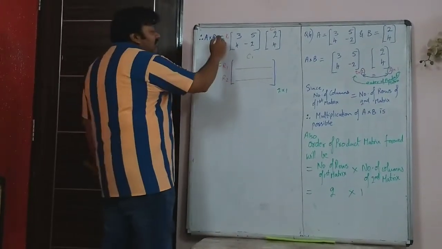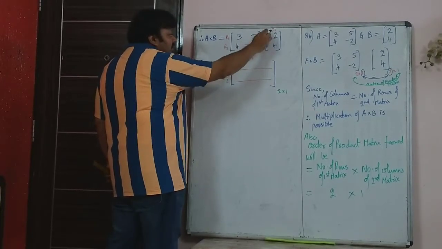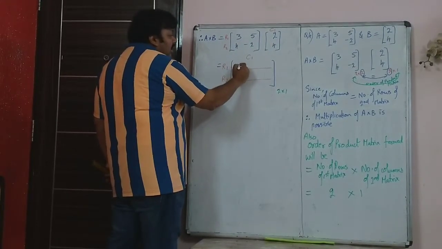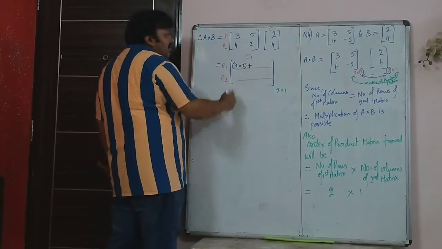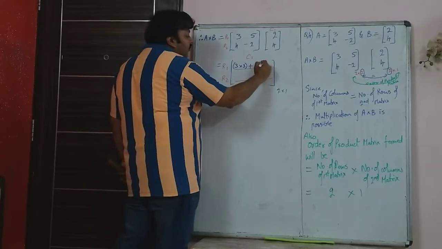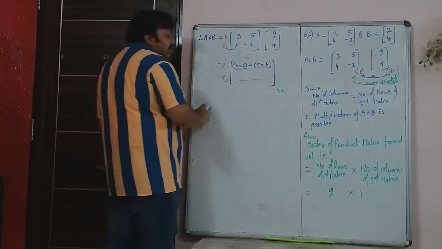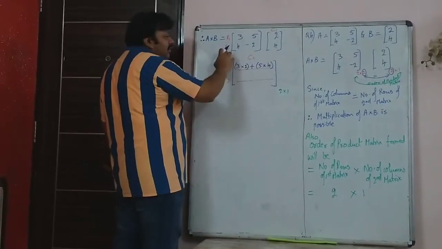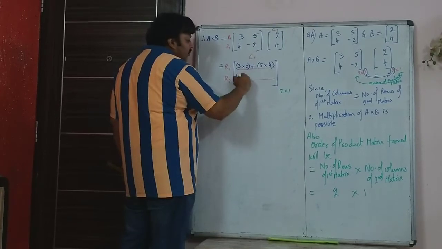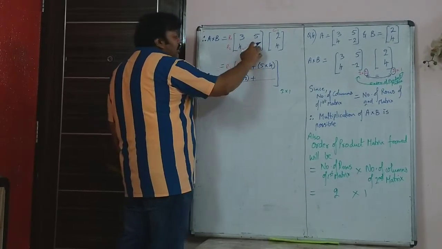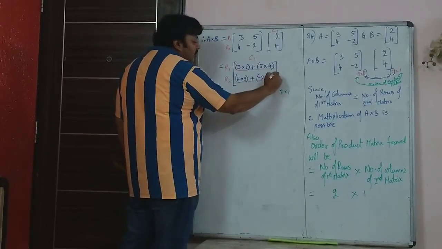So the multiplication R1 C1, this position, R1 C1: 3 into 2, first element with first element, plus 5 into 4, second element with second element. R2 C1: first element with first element, 4 into 2, plus minus 2 into 4, second with second.